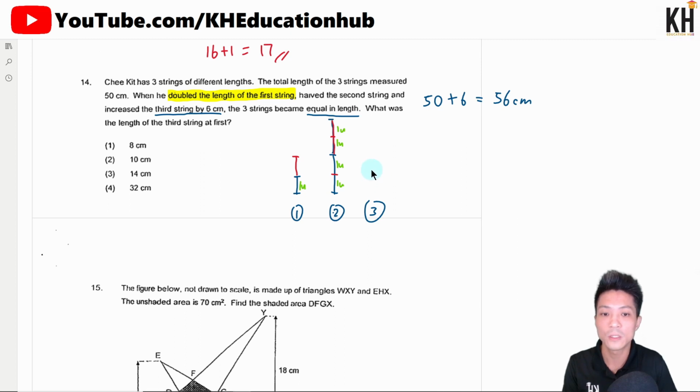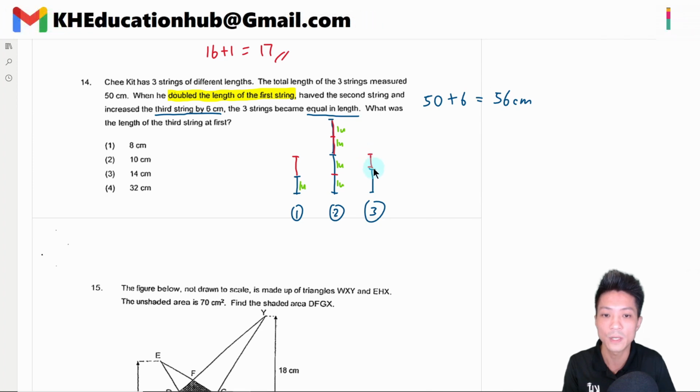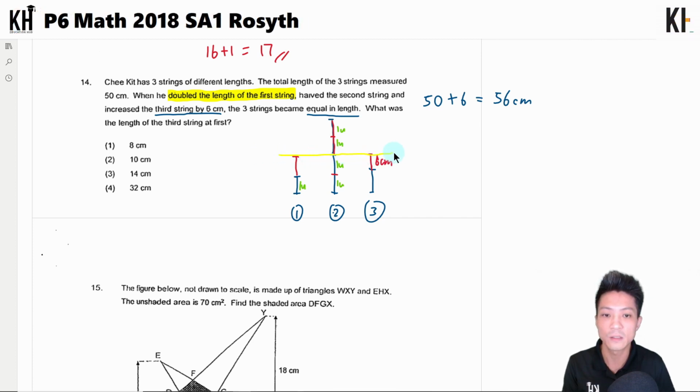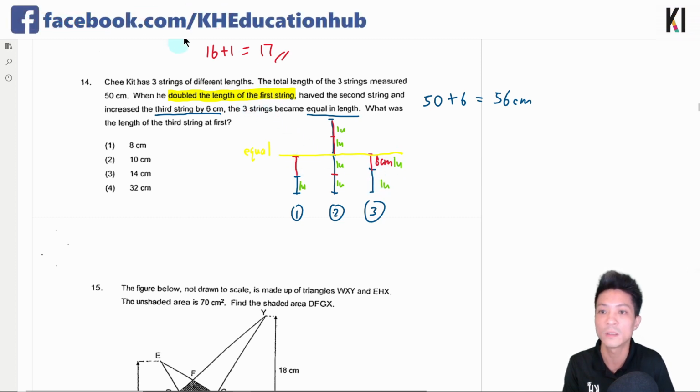So the third string, I'm gonna redraw it. It's gonna be something like this. And then after that, we need to add in a. So this is where the 6 cm is. Because after that they all have equal length, right? The equal length is here, for example. So what's gonna happen is over here there is a 1 unit, 1 unit. That means there is a 2 unit here. This is also a 1 unit, but I'm not gonna write it down.